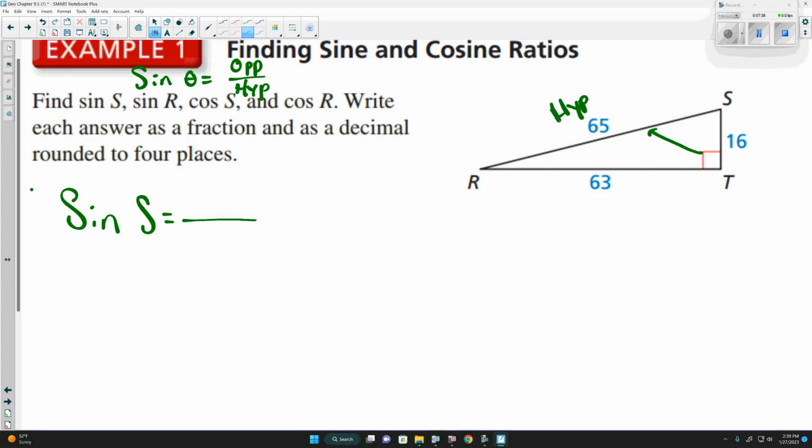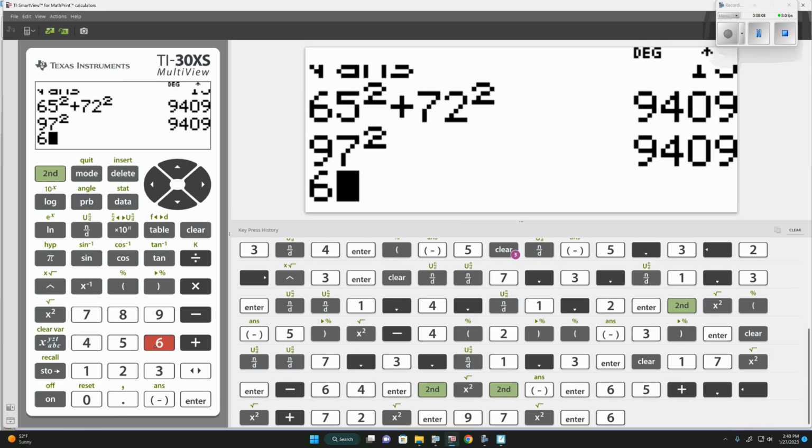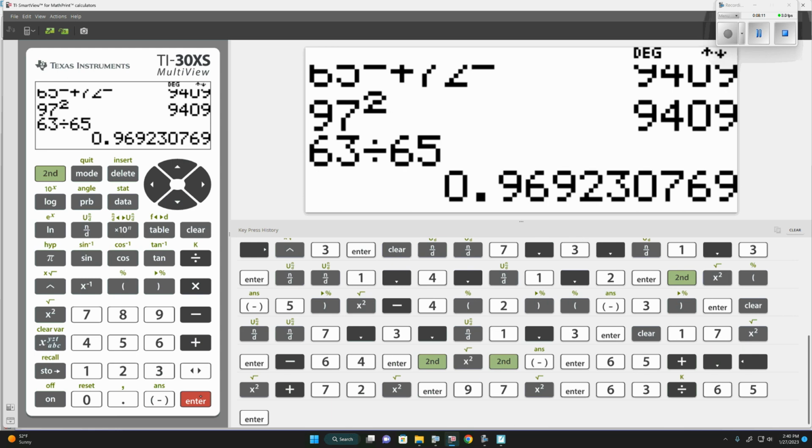So for sine of S, opposite side over the hypotenuse, the hypotenuse is 65. Which side would be opposite? Because we're looking at angle S, the side farthest away from it is 63. So sine of S would be 63 over 65. Questions on this here? Now, for a decimal, we can say 63 divided by 65, which is 0.9692.